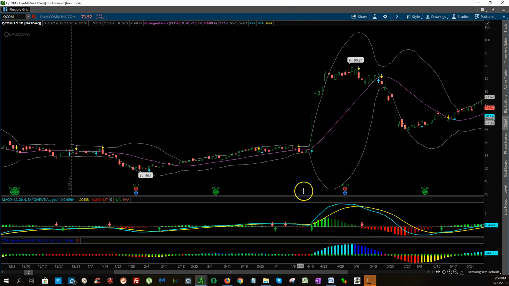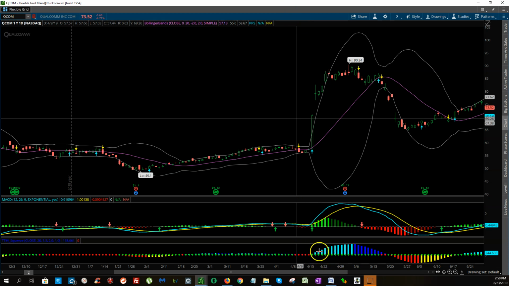Anybody who knows how to use the MACD, when you see this separation of the MACD from the signal line, that's just showing you massive volatility, lots of buying power, lots of interest in moving this stock up. So it's all just pointing to, yeah, you're in the trade, you're staying in the trade.